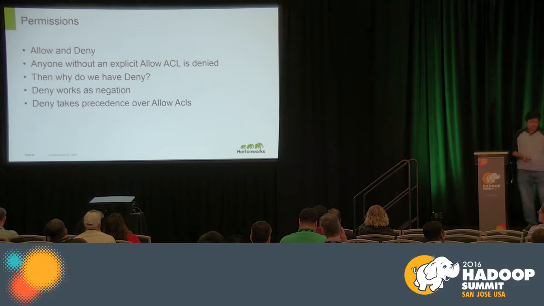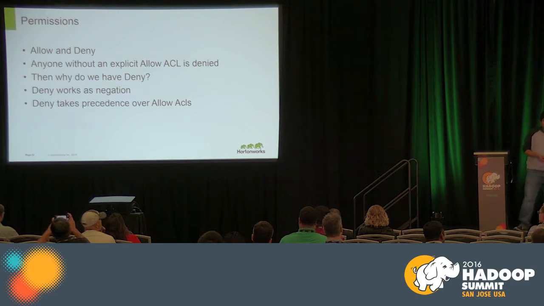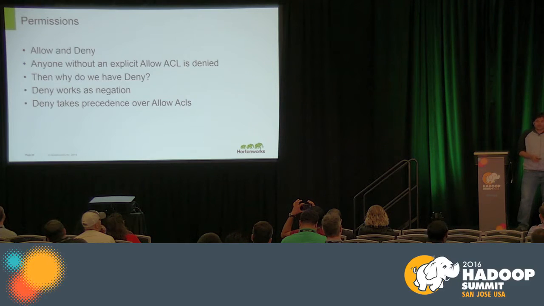The permission, this is one of the controversial ones. We right now have allow and deny. By default, if you do not specify an ACL to say this user has access to this topic, they are denied. So by default, if you don't have an ACL which says you are allowed, you are denied. Then the question is, why do you have deny?